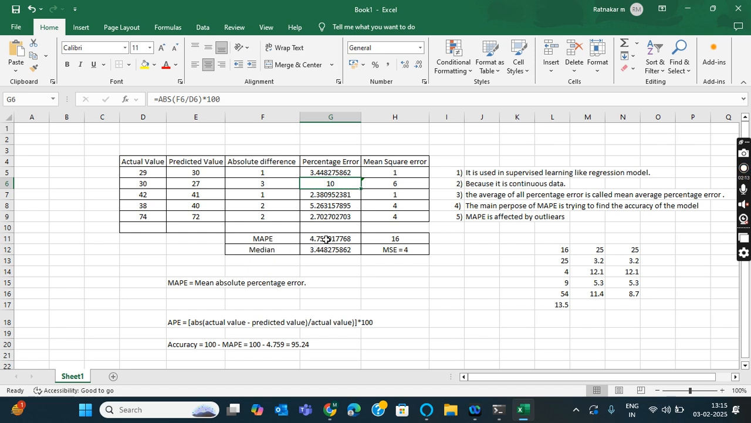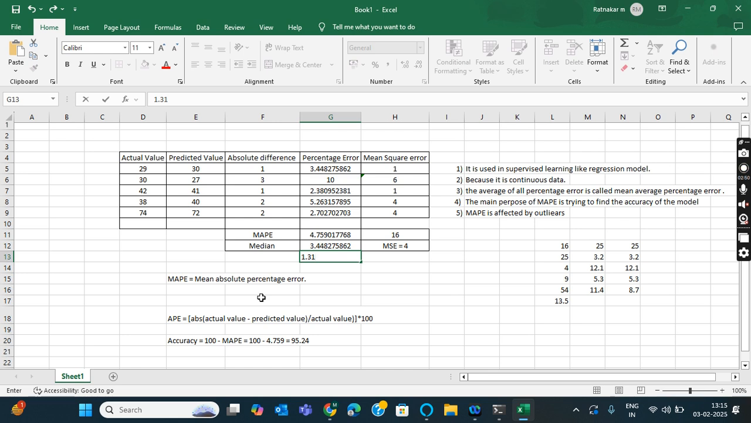So MAPE equals the sum of all these percentages divided by 5. That is 4.7590 percentage, and this is the median. MAPE is nothing but a mean absolute percentage error. This is the mean absolute percentage error, and this is the median absolute percentage error. In the median, I got 3.44, nearly 1.31 percentage difference between MAPE and the median absolute percentage error.